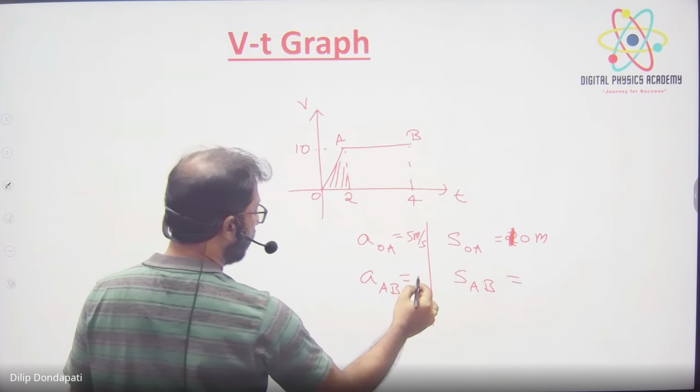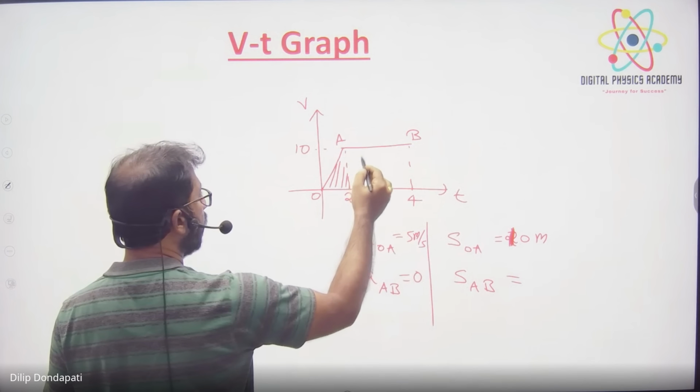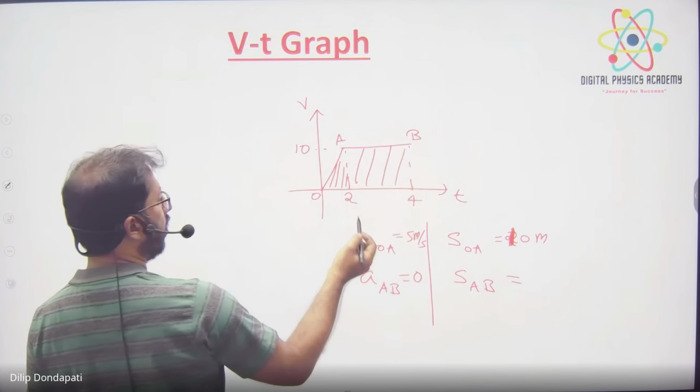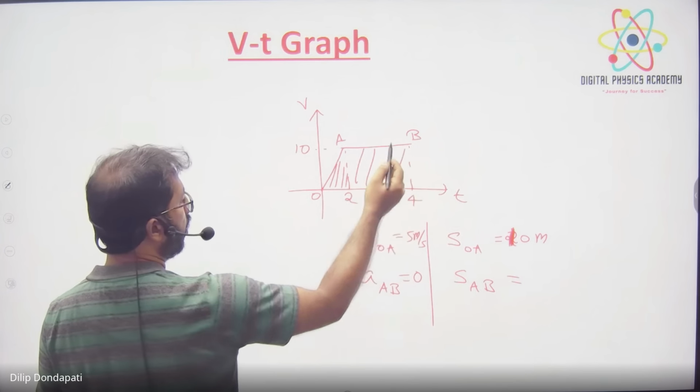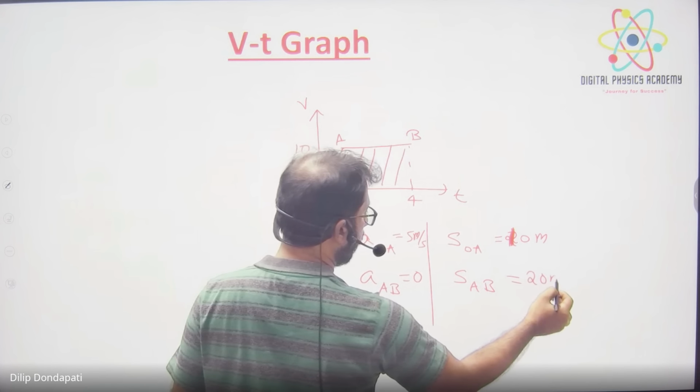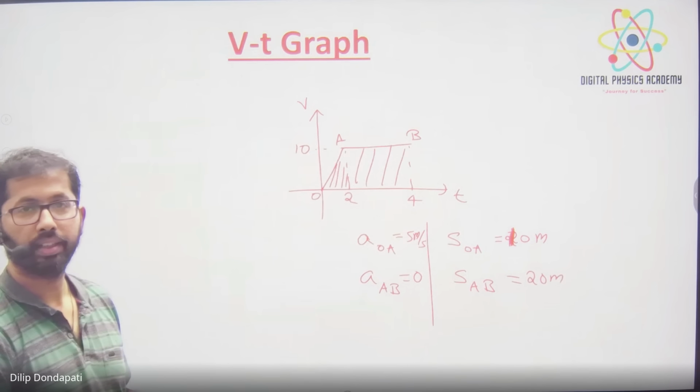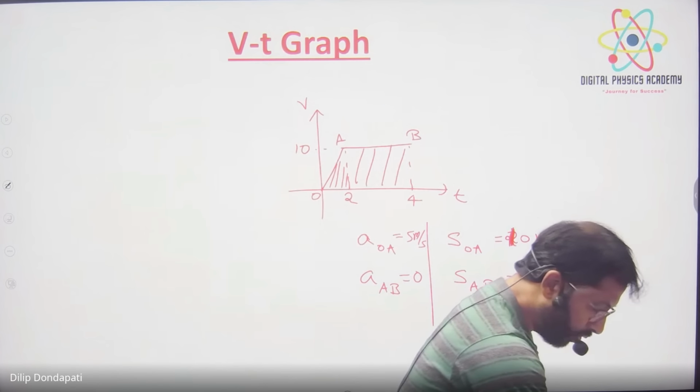The acceleration is 0, because the slope is 0. Displacement is the area under the graph, which is base into height, 2 into 10, 20. Understanding? Now tell me, Ananya, when a displacement time graph is given, how to find velocity?